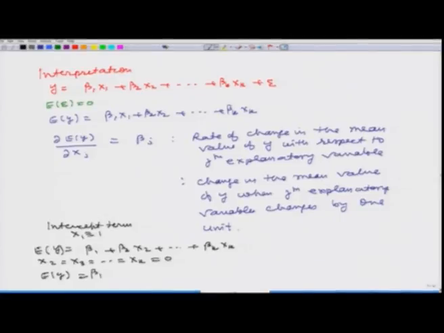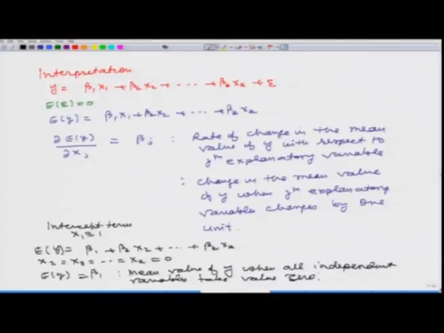So in this case also the intercept term will denote the mean value of y when all independent variables take value 0. And again, this is the same interpretation that we had given in the case of the simple linear regression model. There I considered only one variable x to be 0. Now I am saying that all x1, x2, xk are going to take the value 0.